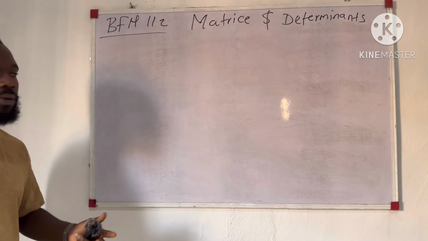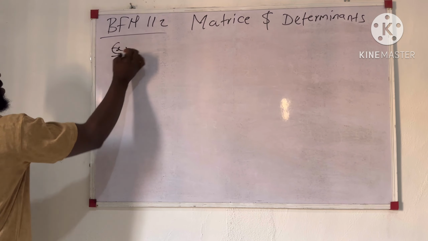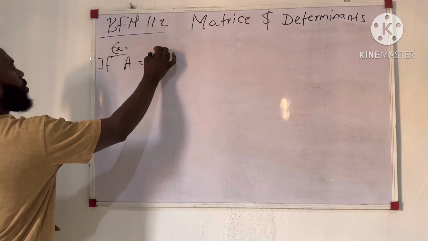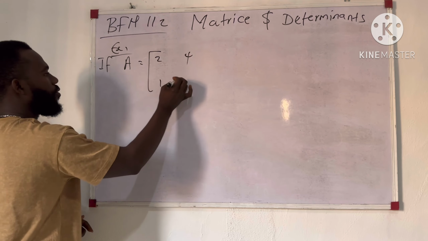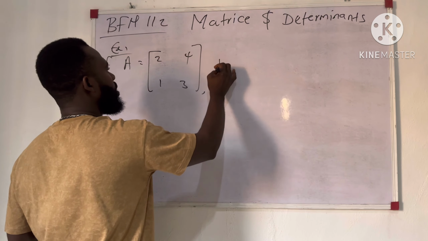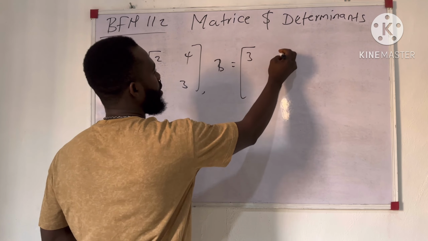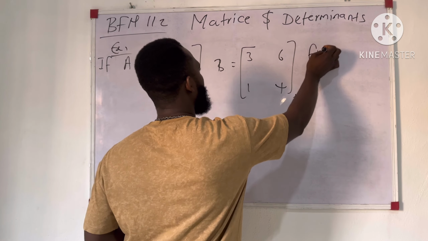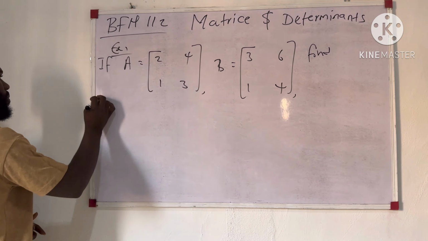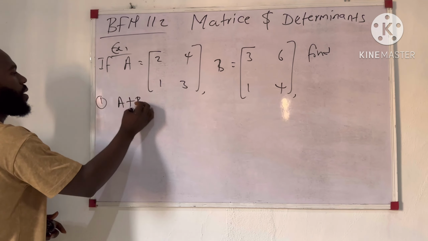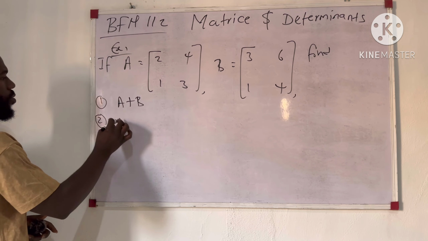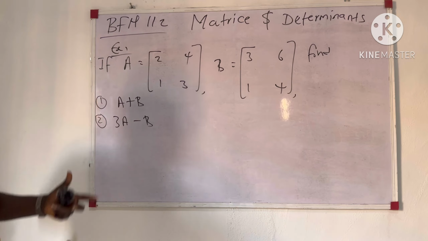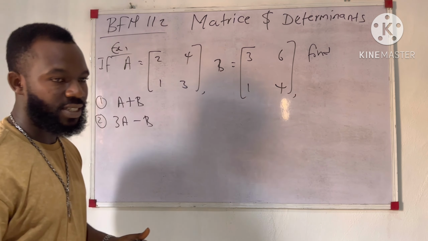So let's see the first example. Example 1 says, if matrix A is equal to 2, 4, 1, 3, and matrix B is equal to 3, 6, 1, 4, now find number 1, matrix A plus B, and number 2, 3A minus B. Let's just work with these two examples. With this example, I bet you'll be able to understand how it works.